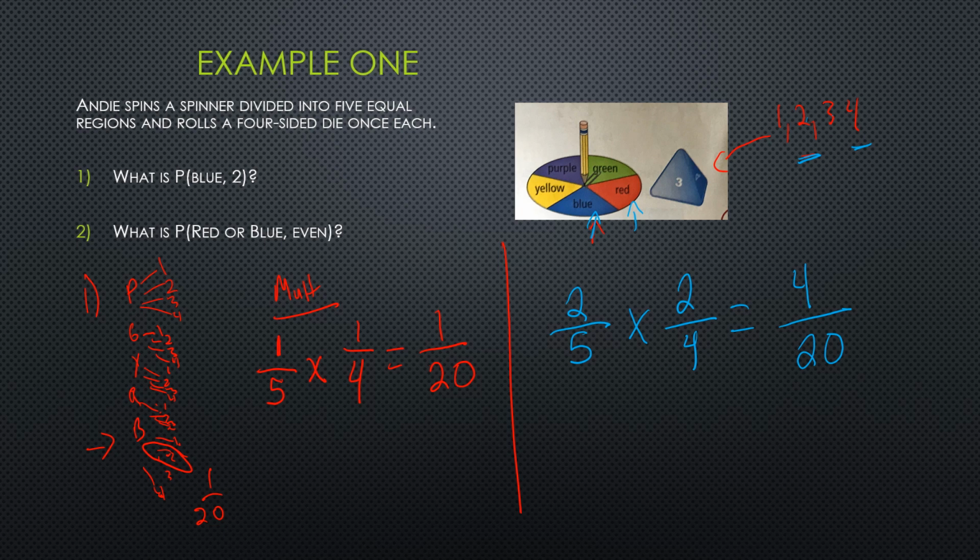If we were to narrow that down even more, we could divide 4 by itself and 20 by 4, and we would get a 1 in 5 chance. So our probability is 1 in 5 if we're looking just for a fraction. So that's how you can use multiplication to solve your answers. Now let's take a look at our next example.